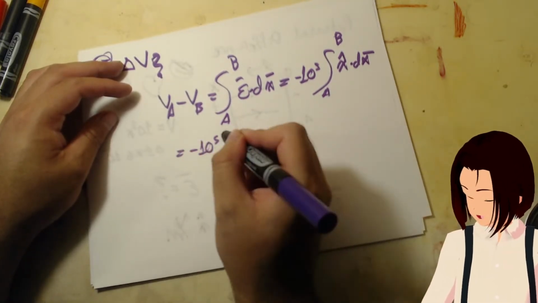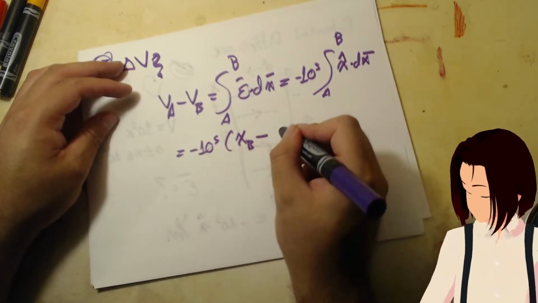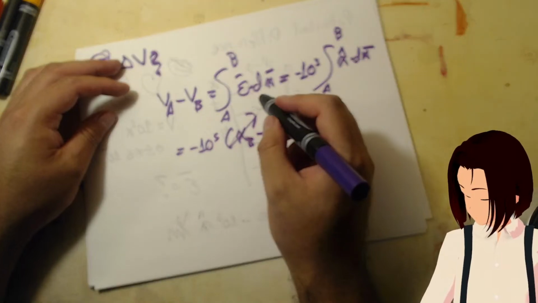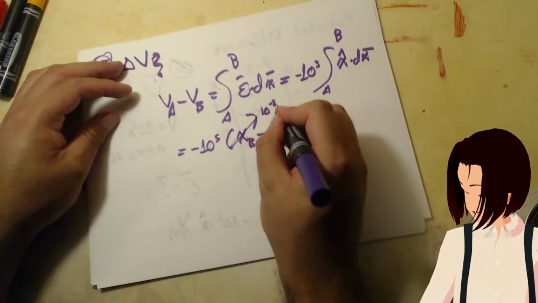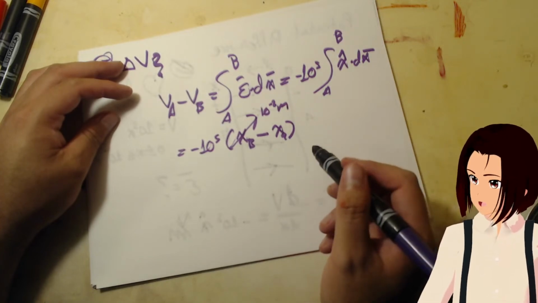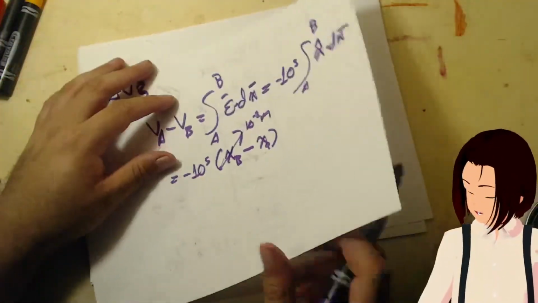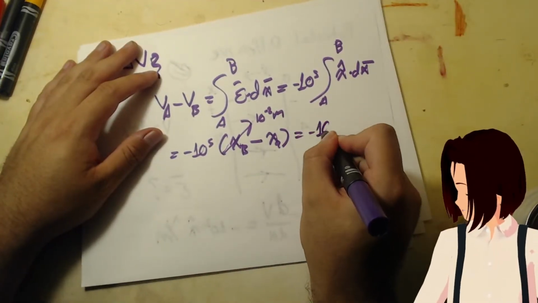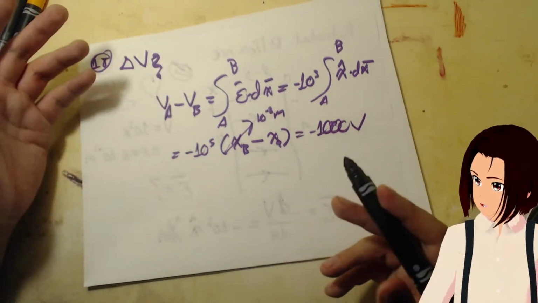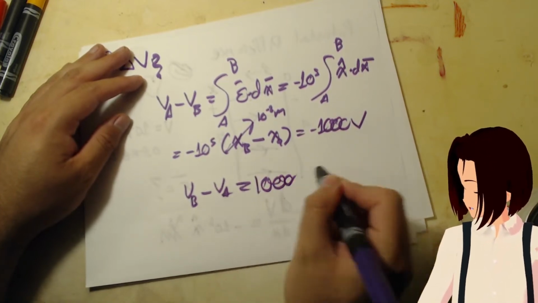So we got this big number times x of B minus x of A. We know x of B is 10 to the minus 2 meters, and x of A is 0, because we wrote a 0 right there. So we get negative 1,000 volts. Now we know the potential difference. If we do it the other way, VB minus VA, we get 1,000 volts.